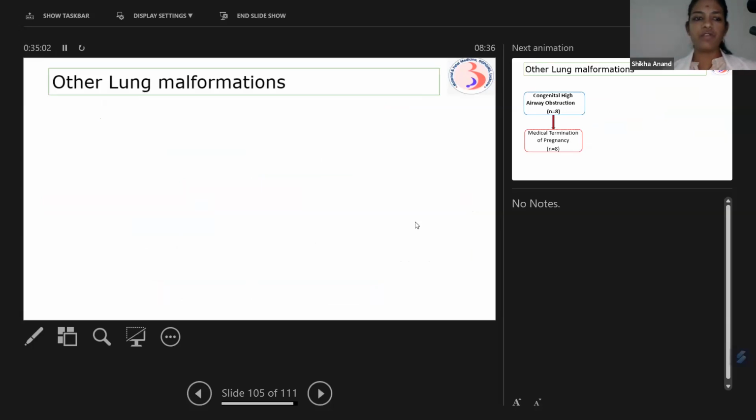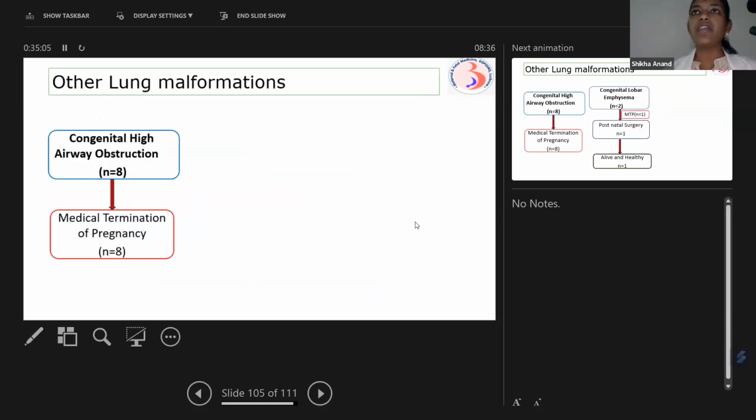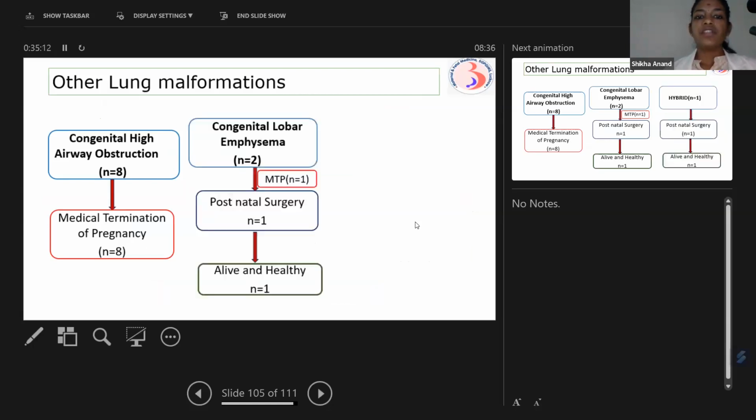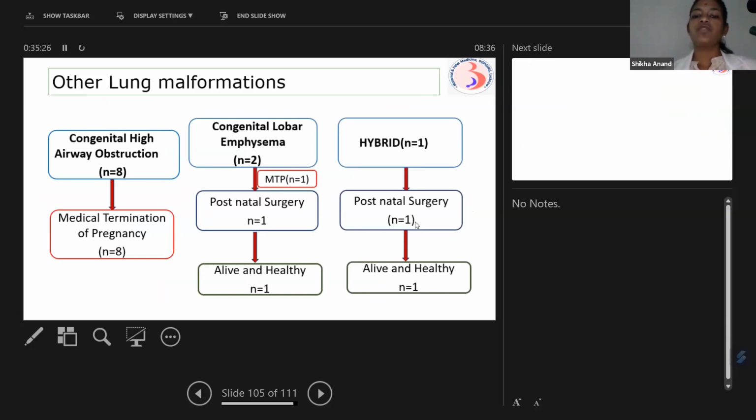Coming to the other lung malformation, congenital high airway obstruction, which is a lethal malformation, hence all the patients terminated the pregnancy. Coming to the congenital lobar emphysema, there were 2 cases. One patient underwent MTP. Another required postnatal surgery, and the baby is doing well. As we have already discussed, there was one hybrid lesion which was operated, and the baby is doing well.